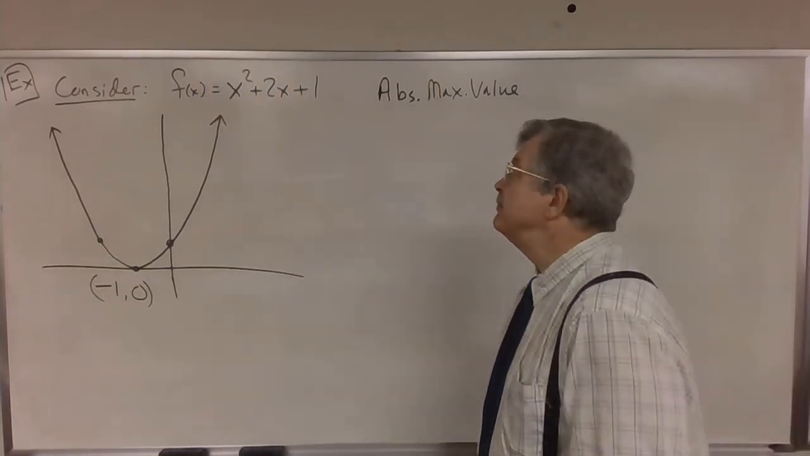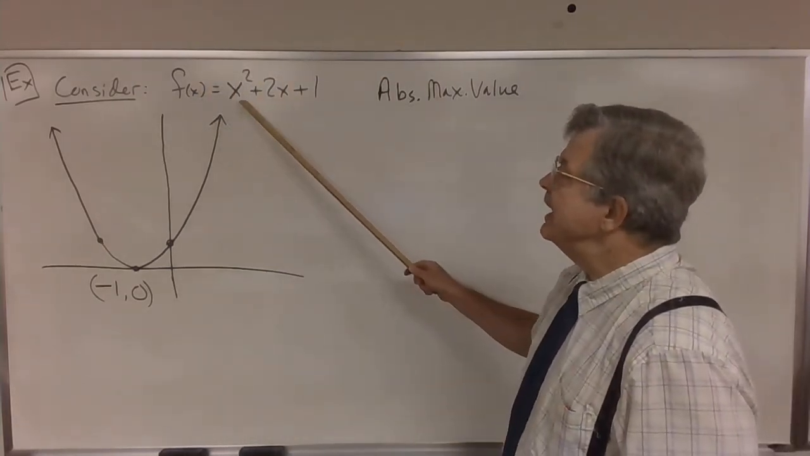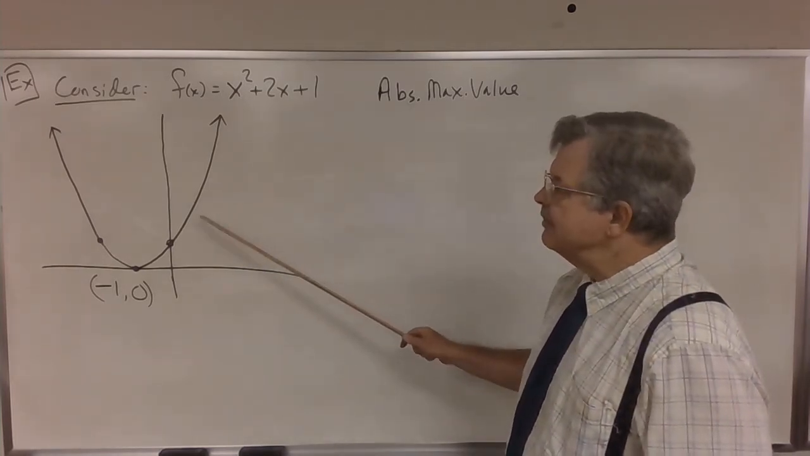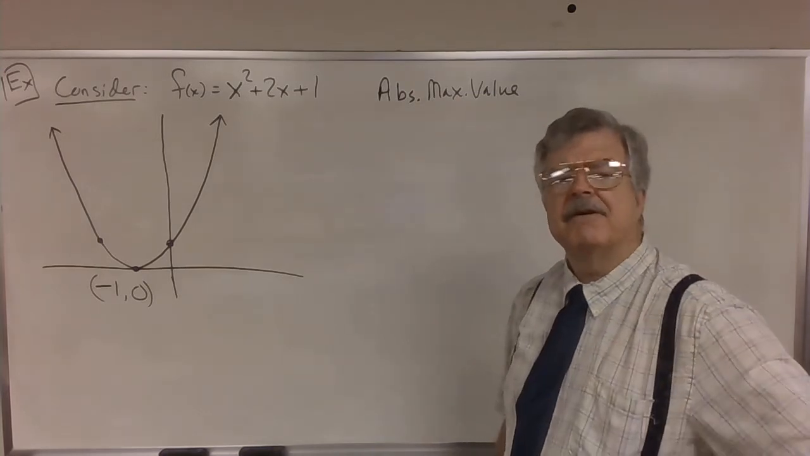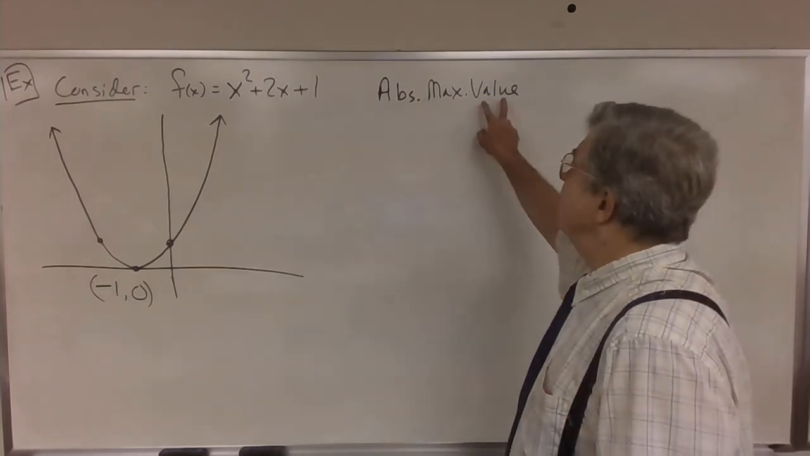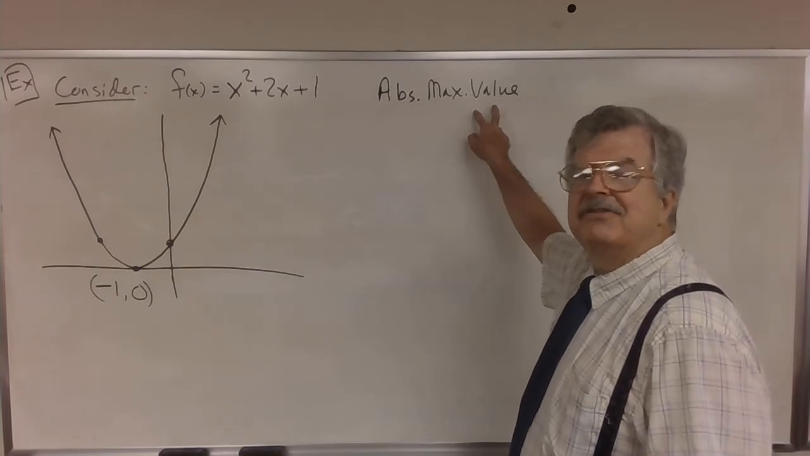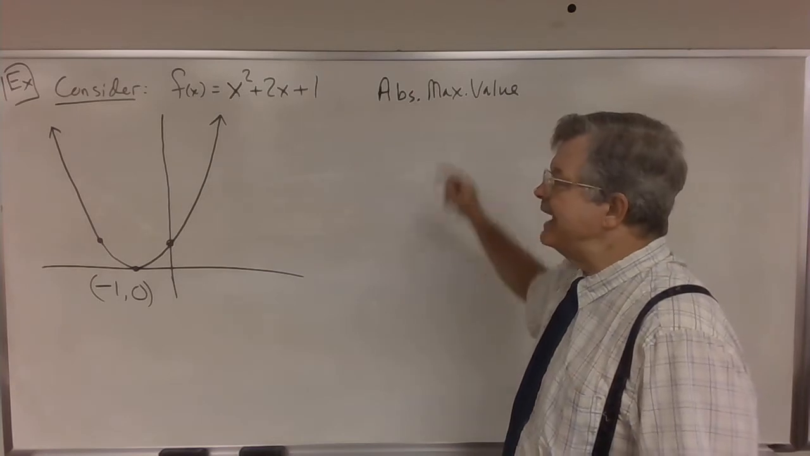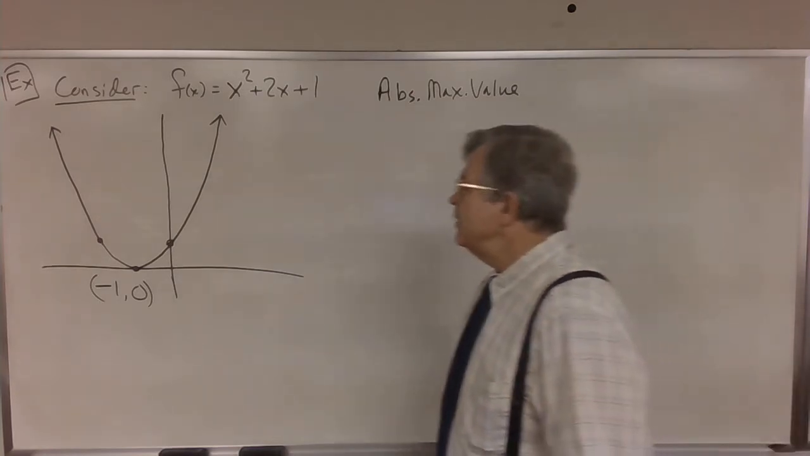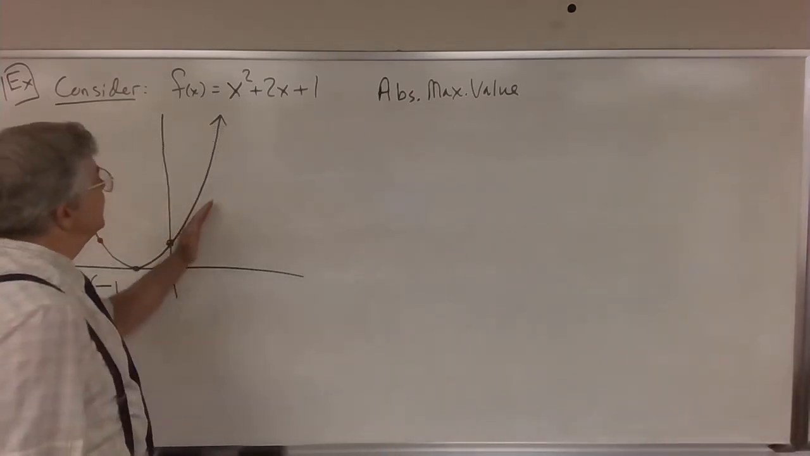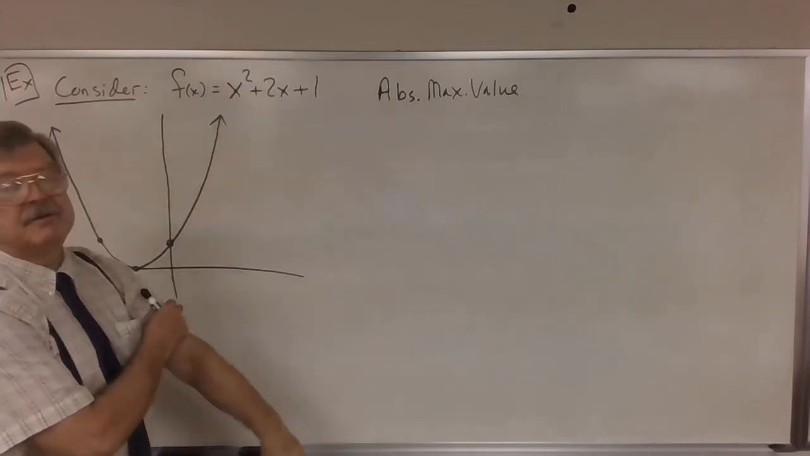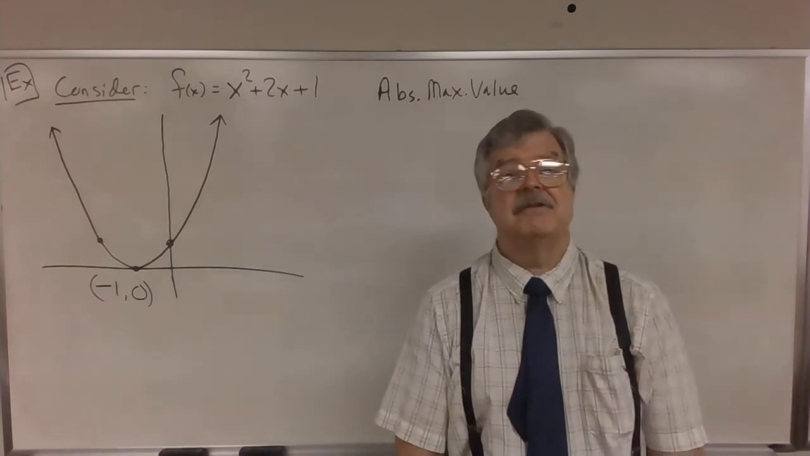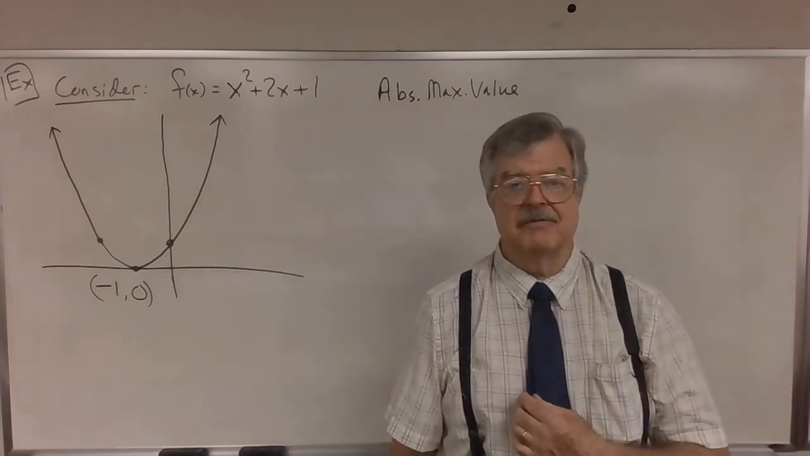New example. f of x equals x squared plus 2x plus 1. This is what the graph looks like. First of all, are there maximum values? Is there an absolute maximum value, a largest value? And we look at this thing and we go, well, hey, this graph takes off and it goes to positive infinity. So maybe positive infinity is the absolute maximum value.